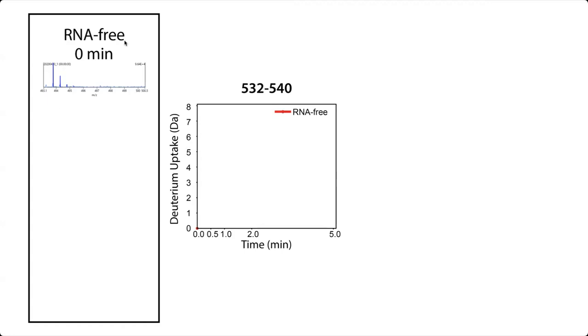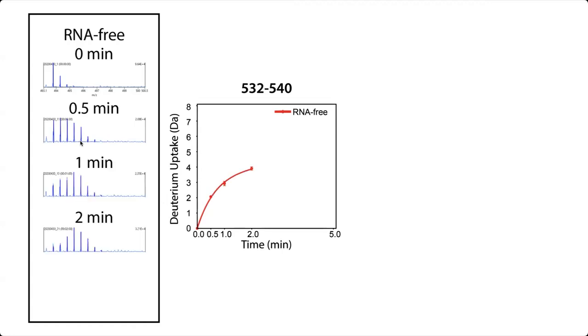What we're going to see is at 0 minutes, this is kind of our baseline. We don't see any deuterium uptake. At half a minute, we start to see our envelope moving over. It keeps moving, it keeps moving, and it keeps moving. And we can plot these onto a peptide uptake plot to give us the deuterium uptake over time.